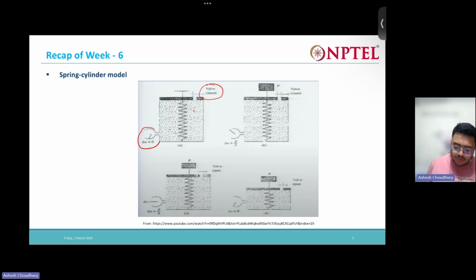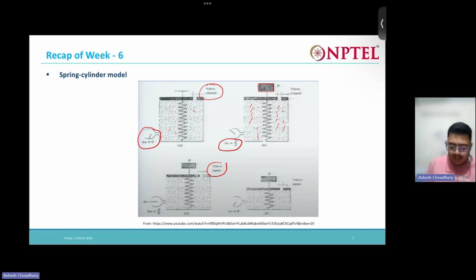Now what happens, you apply some load P here. As soon as you apply that load P, that load is going to get developed as pore water pressure here. You can see P by A. This load is going to get immediately transferred to this liquid, or water, here and get developed as a pore water pressure. Now what we do, we open this valve. If you open this valve, what will happen? We are allowing drainage to occur.